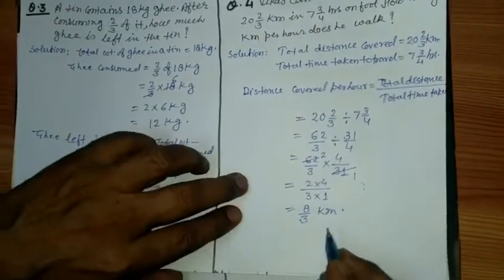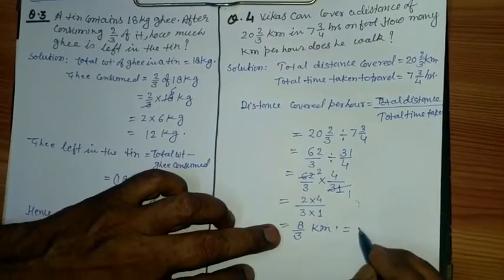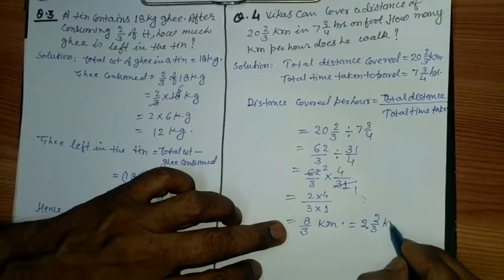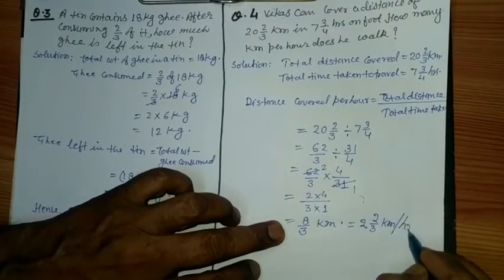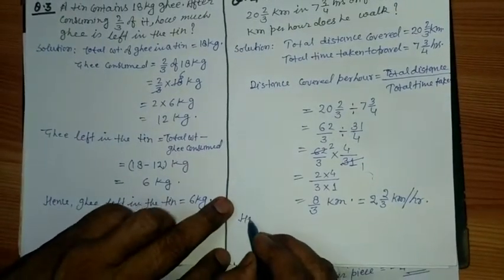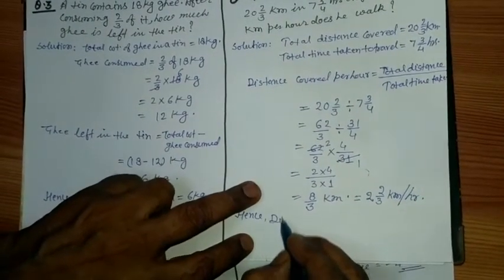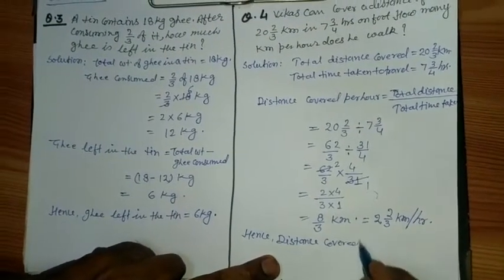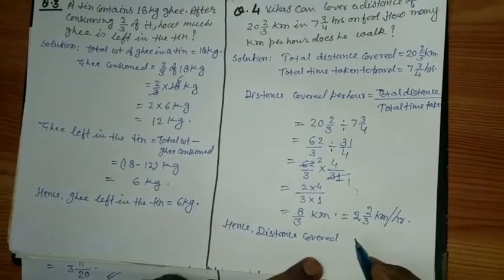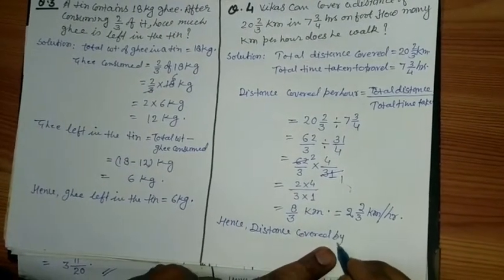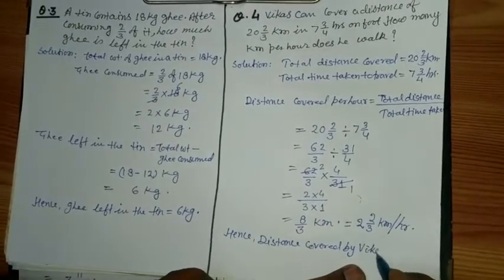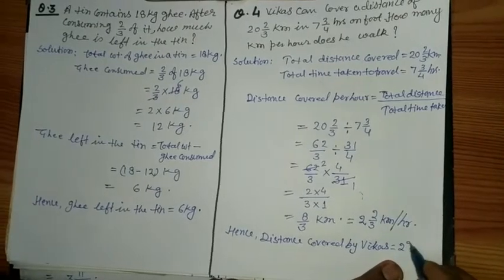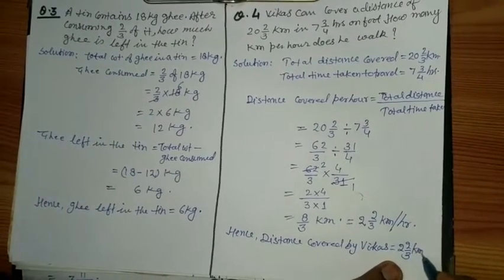kilometer equal to 2 threes are 6, 2 whole 2 upon 3 kilometer per hour. Hence, distance covered by Vikas equal to 2 whole 2 upon 3 kilometer per hour.